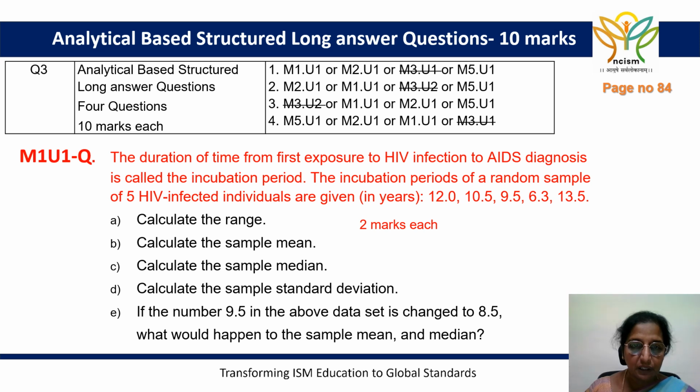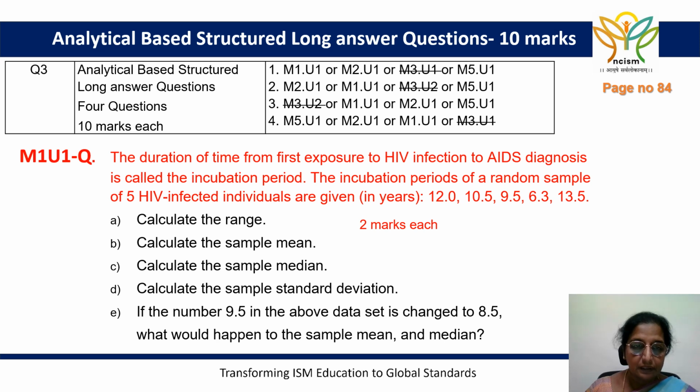The duration of time from first exposure to HIV infection to AIDS diagnosis is called the incubation period. The incubation periods of a random sample of 5 HIV infected individuals are given in years. They are 12.0, 10.5, 9.5, 6.3, 13.5.